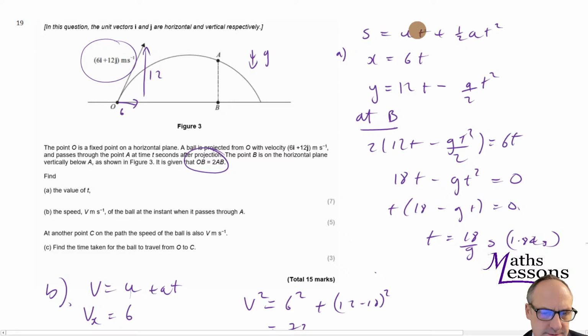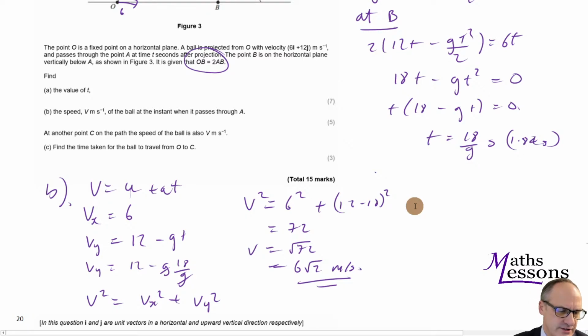So I'm using the position equation, s equals ut plus a half at squared. That's my x position, given by my initial velocity in the x direction, 6, times t. And we're told at B that OB was equal to 2AB. So therefore, this x distance is going to equal twice this y distance to get this equation here. And then I just go through and solve that equation.